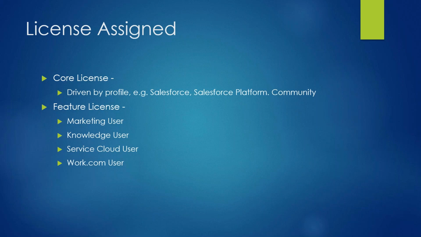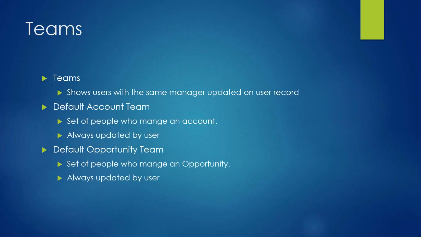Moving to the next one, which is about the teams. There are, I would say, four types of teams. If I'm keeping the team related list apart, I'm going to talk about all the four, but on the user record, because we are talking about the user setup. In user setup, we see default account team, default opportunity team, and teams itself.